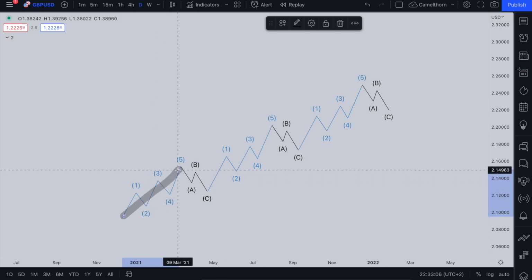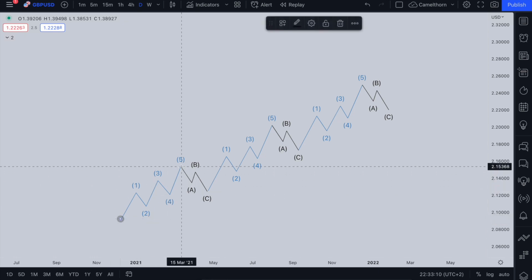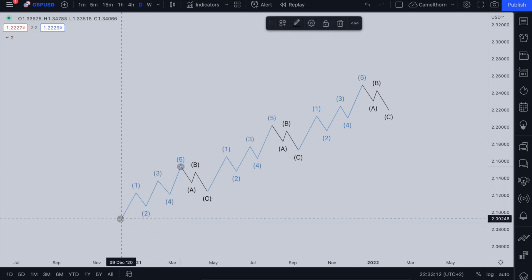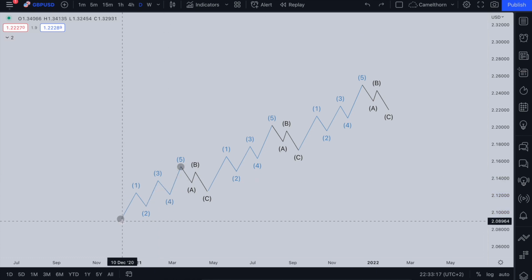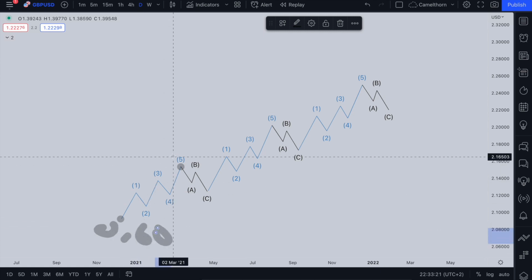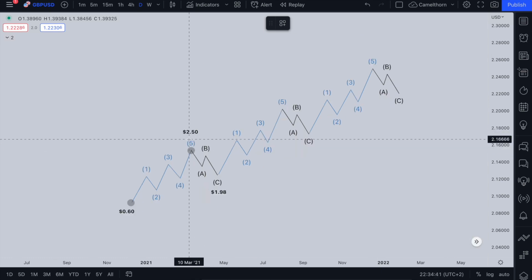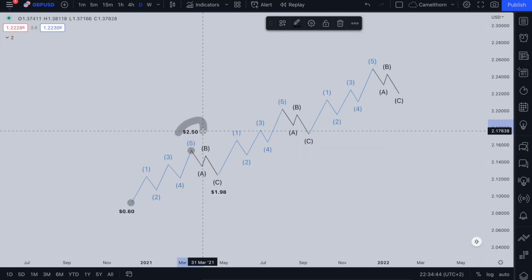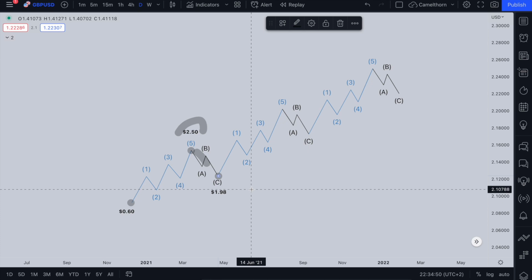All right, I want you guys to stay with me here. I'll say that again. If this is our starting point and this is our higher high, we have a push to the upside. That's an impulse. Okay, remember, we went from $1.60 here and we pushed up to $2.50. Okay, so after putting in a new high at $2.50, price action pulls back towards $1.98.